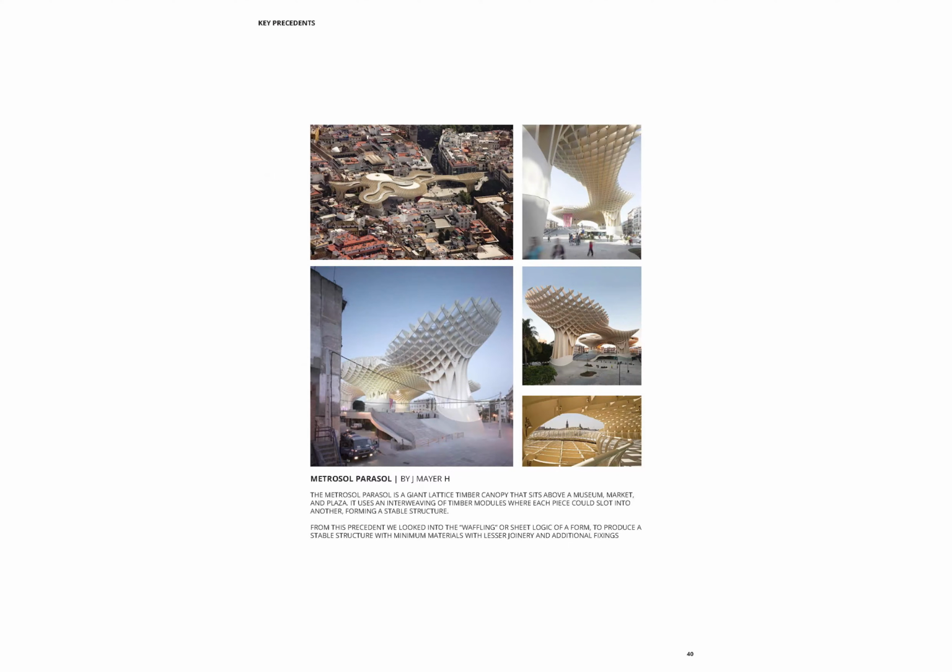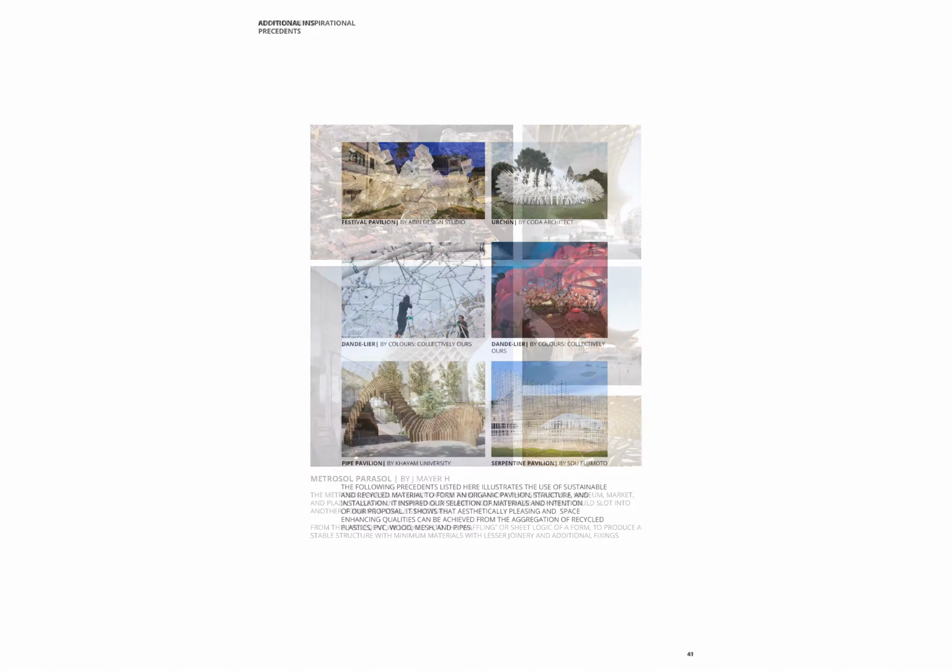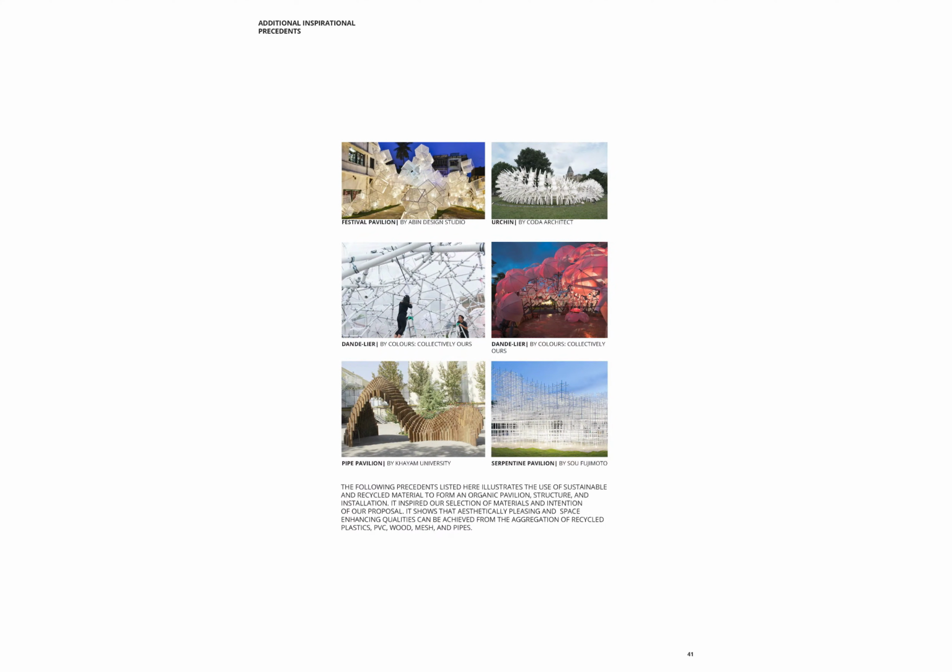The next is the connection of modules through the waffling, which is the slotting and connection of each piece into another. These images illustrate a range of pavilions crafted from recycled materials such as reclaimed wood, plastic, PVC, and metal. This informed the material palette that we experimented further into this project.